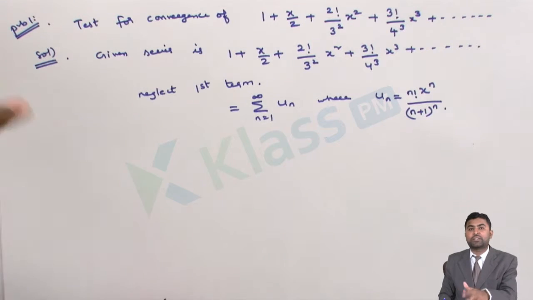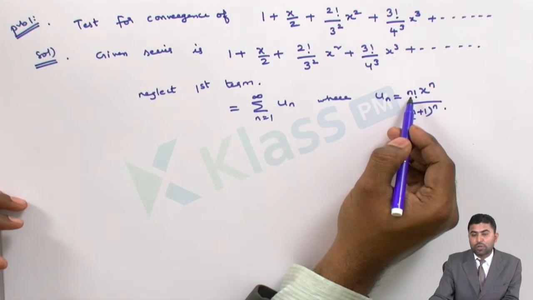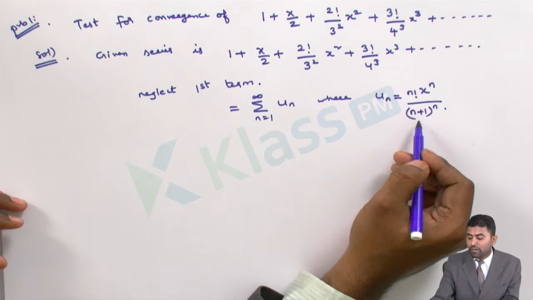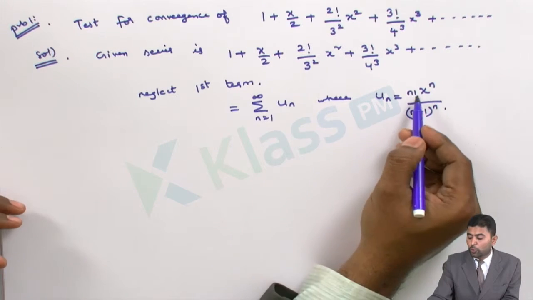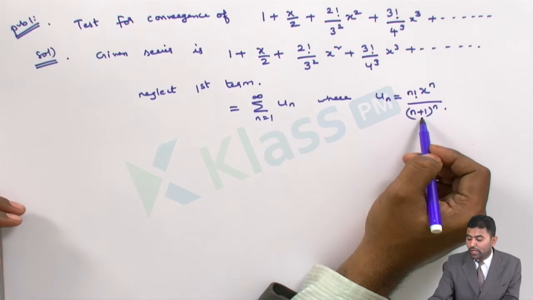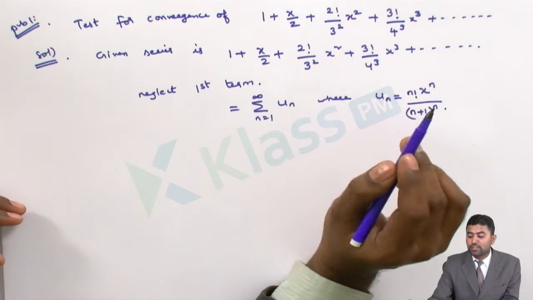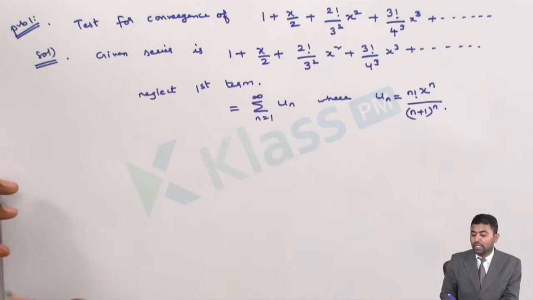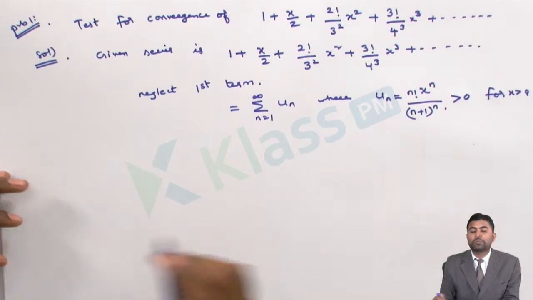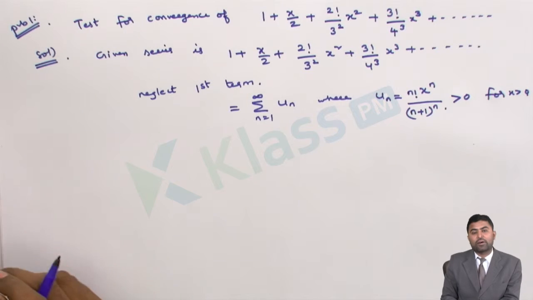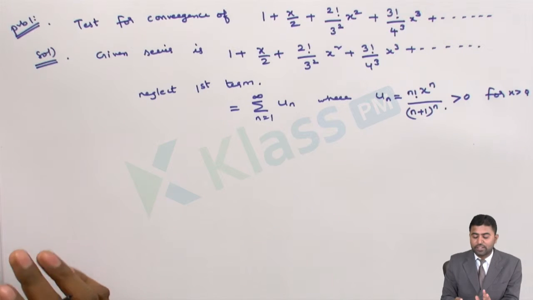Now I'll show you whether it is right or not. If I put n is equal to 1, 1 factorial x power 1 by 2 power 1. If I put n is equal to 2, 2 factorial x power 2 by 3 power 2. So it's matching. Right? This is greater than 0 for x greater than 0. So this gives a positive series. Now I can make use of the positive series test.